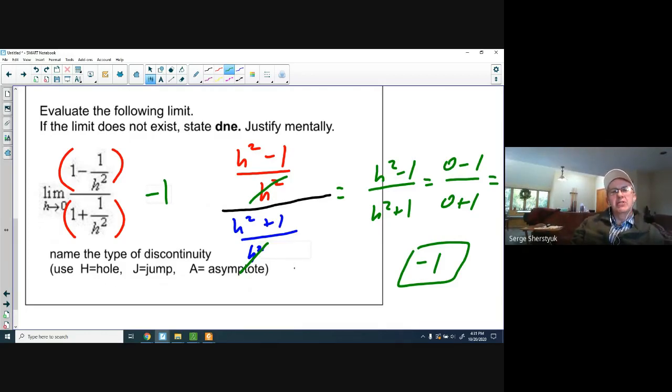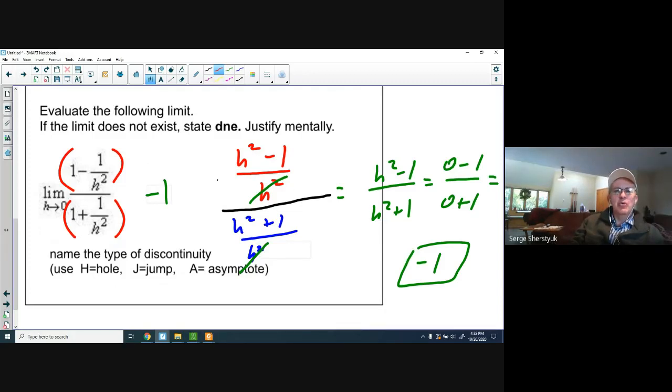I'm almost tempted to say there is no discontinuity, but there is. Here's why. If this is what you started from, if this was the original problem, you'd say, no, this is not discontinuous. This is absolutely continuous. There's no problem in the denominator anywhere. But the problem is that's not what you started with.